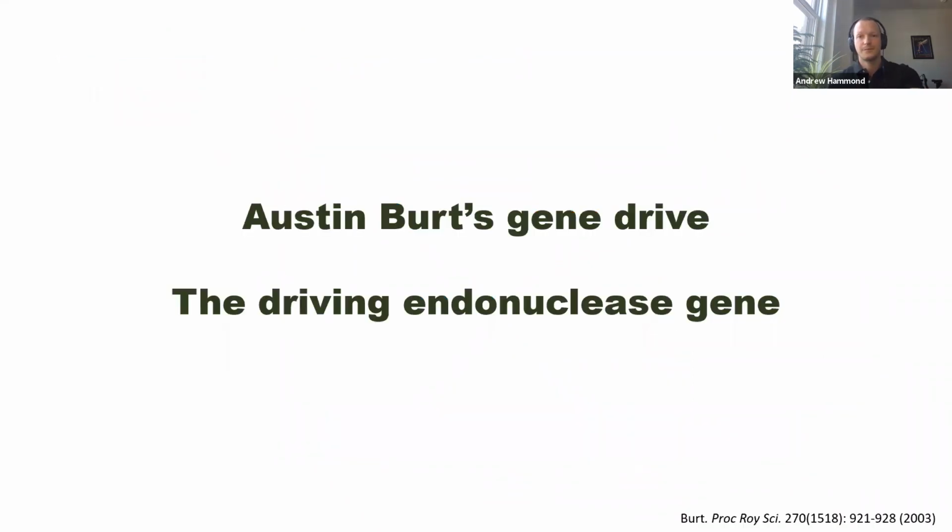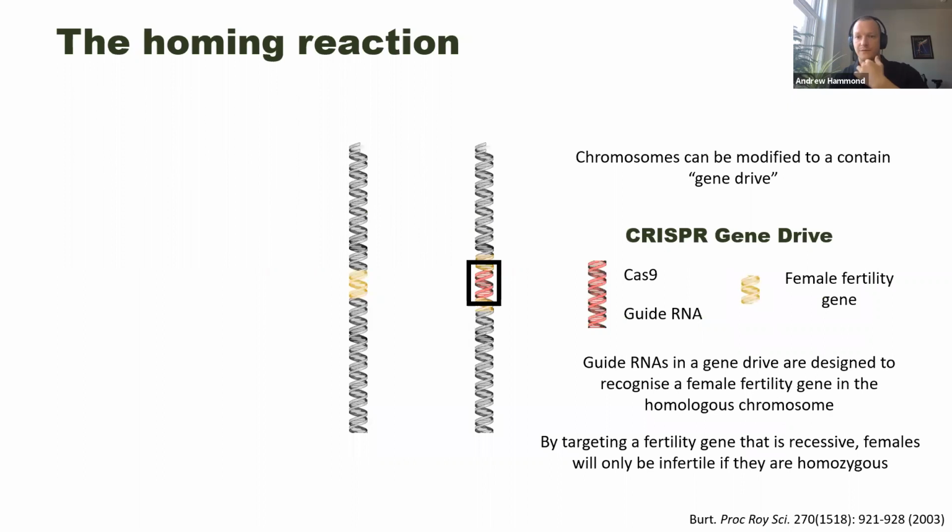So how do we build them? The idea was actually developed in 2003 by Professor Austin Burt at Imperial College London, and he developed this idea called the driving endonuclease gene. And the idea was based on technologies before CRISPR existed, but CRISPR actually fits into that in the same way. And it doesn't make any real difference. So for the sake of this talk, I'm going to focus only on CRISPR. But the idea is that a gene drive contains just two things. It contains a Cas9 and a guide RNA.